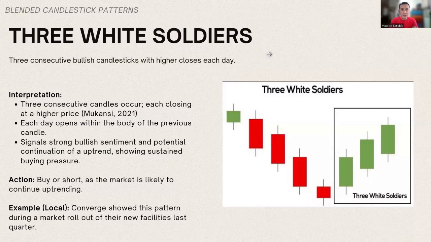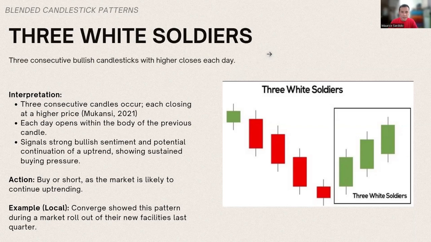This time, I'll be sharing with you another blended candlestick pattern, which is the three white soldiers. Now, the three white soldiers candlestick pattern is a bullish chart pattern that indicates a potential reversal of a downtrend in a price chart. As you can see in its appearance, it's made up of three long green candlesticks in a row that open within the previous candle's body and close higher than the previous candle's high. The candles should trend upwards like a staircase.